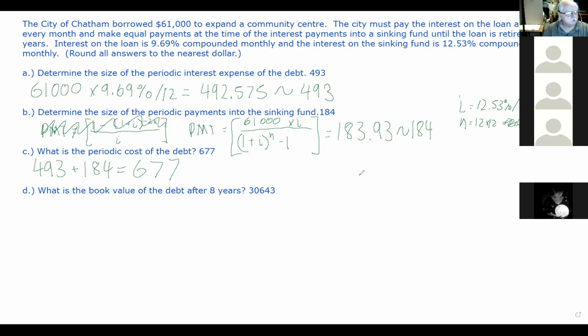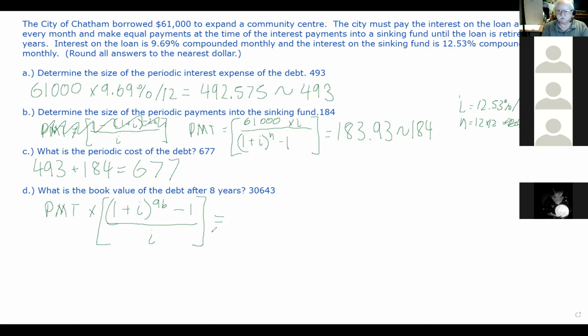What I'm taking is the payment times 1 plus i to the power of, in this case for 8 years, 96, minus 1, all divided by i. And let's see what that gives us.